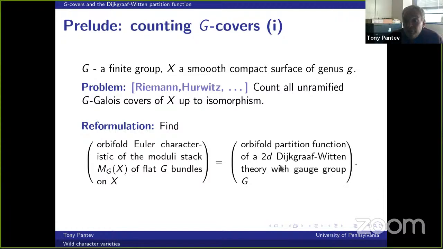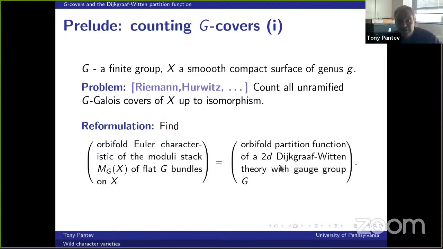And this is actually something that's very familiar in topological sigma models. It's the orbifold partition function of the 2D Dijkgraaf-Witten theory with gauge group G. So this is the question that I want to ask now. What is the orbifold Euler characteristic of the moduli stack of flat G bundles on X for a compact surface X and a finite group G?